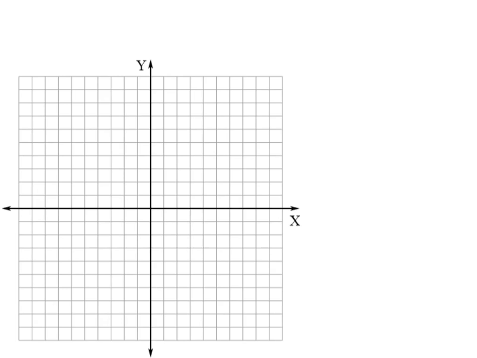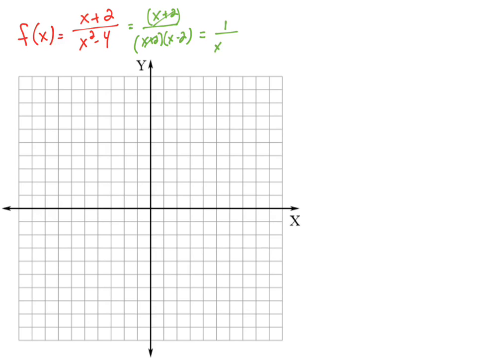All right, let's look at a second example. Our function is f of x is equal to x plus 2 divided by x squared minus 4. Again, let's factor when we can. x plus 2 divided by x plus 2, x minus 2. Now what we notice is that we have a common factor in the numerator and the denominator. So what we end up with is 1 divided by x minus 2.